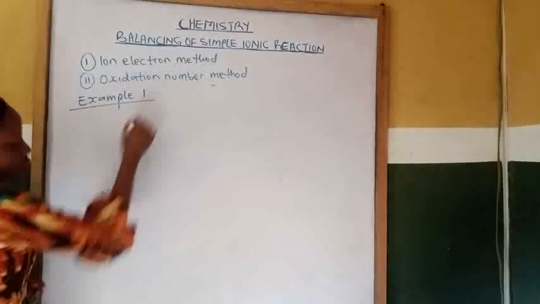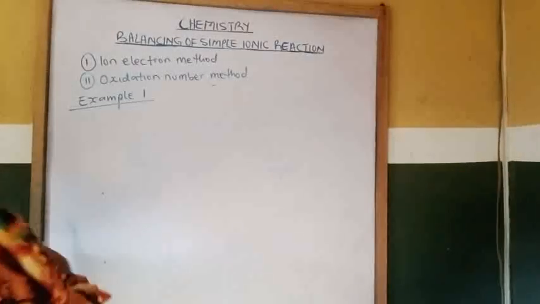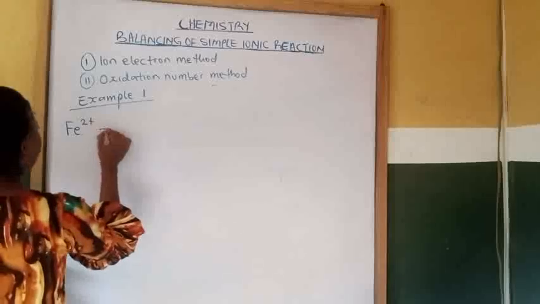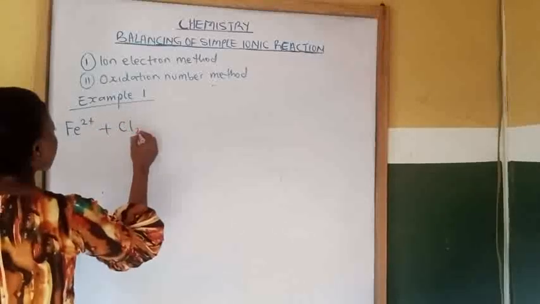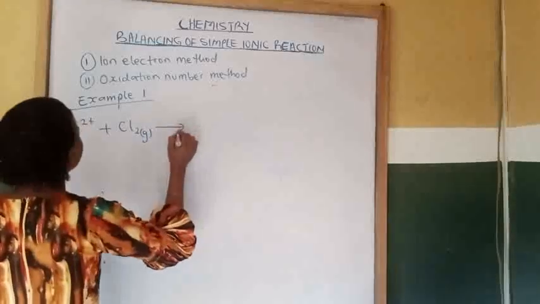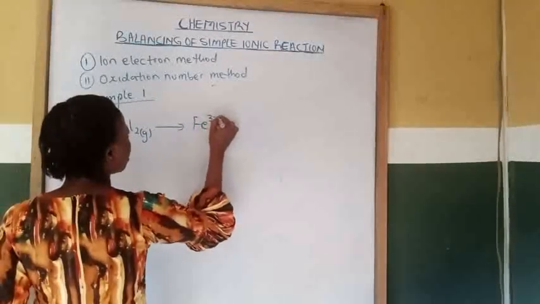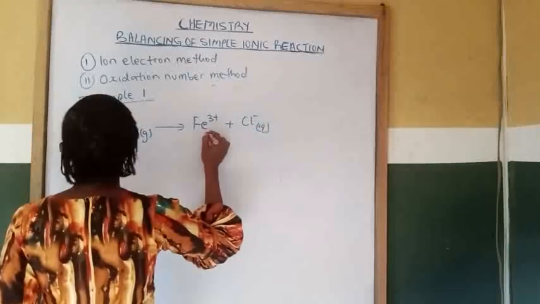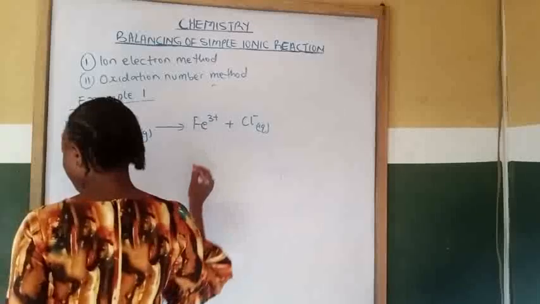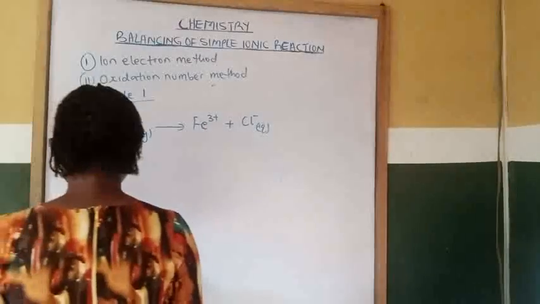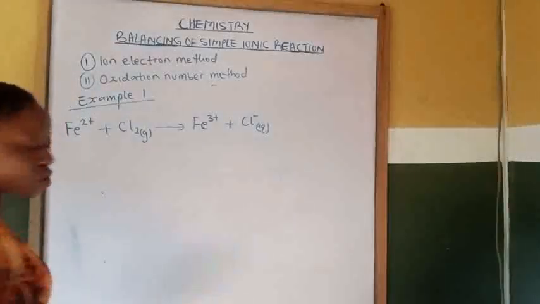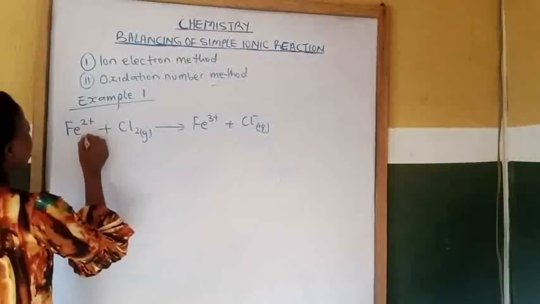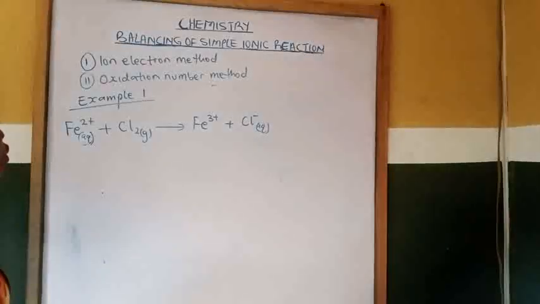Let's look at the reaction between Fe2+ and chlorine molecule. The reaction between Fe2+ and chlorine molecule gives Fe3+ plus chloride ion. So the reaction between Fe2+ and chlorine molecule will give us Fe3+ and chloride ion. How can we balance this simple ionic reaction?